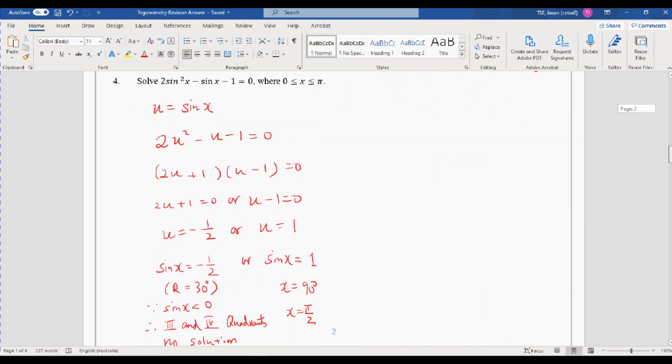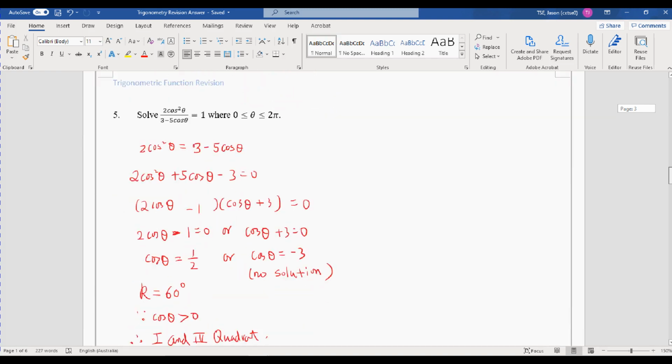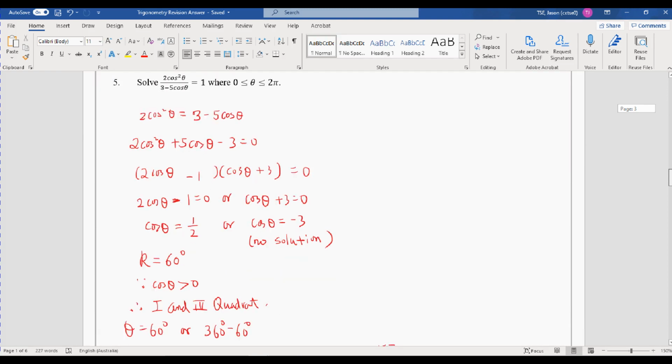And this is a more complex question. You need to convert the trigonometry equation into a quadratic equation before you can solve it by using the null factor law. Okay, this one is even more complicated.